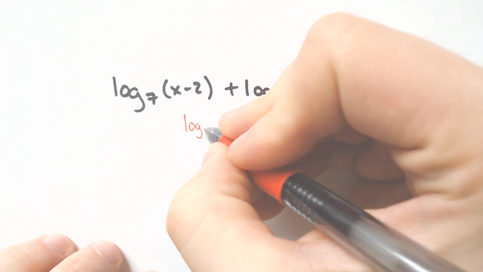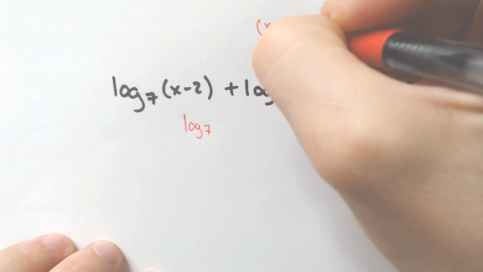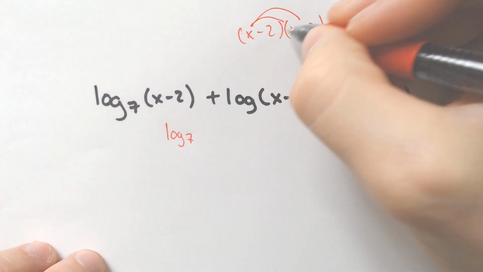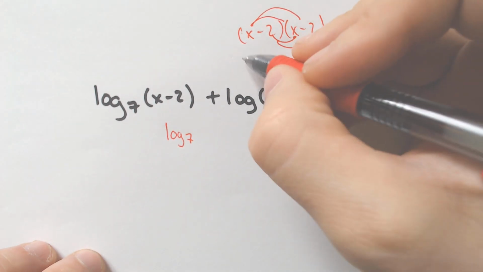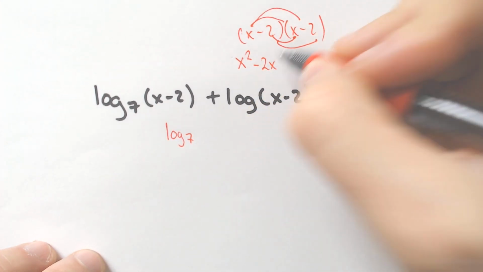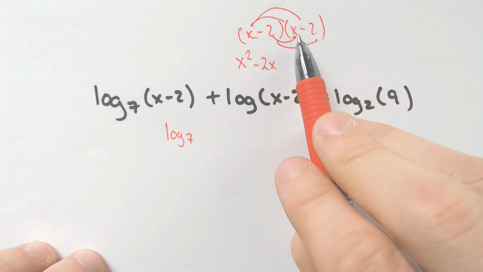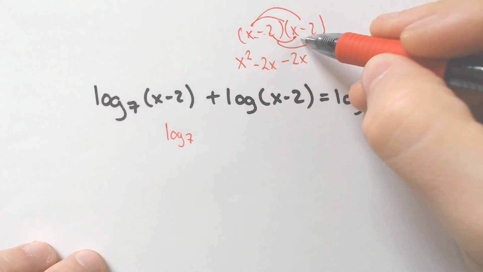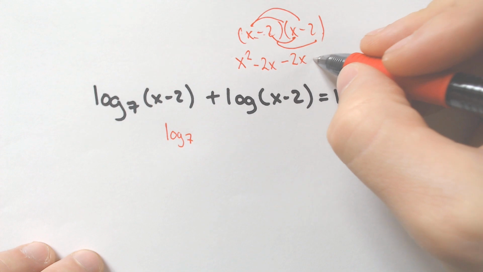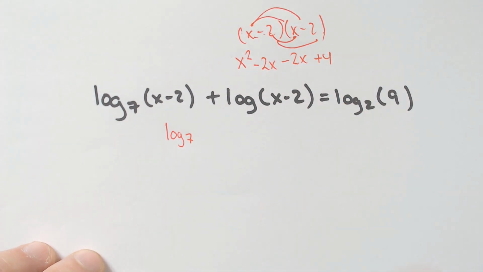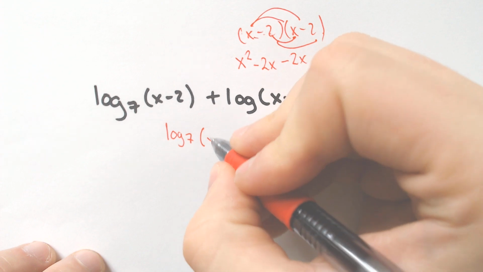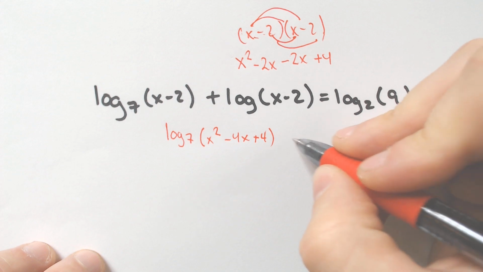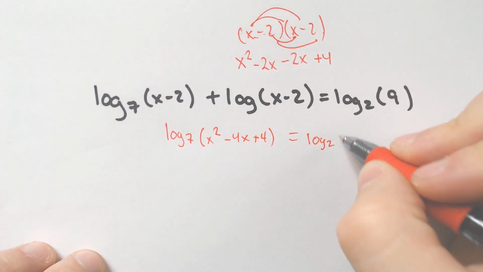So we're going to multiply the x minus 2 with another x minus 2, which in this case means we will have to FOIL this out, giving us x squared minus 2x from the x times both. And then negative 2x, and then negative 2 times x is negative 2x. Negative 2 times negative 2 is positive 4. Well, if we combine the 2x's, we end up with x squared minus 4x plus 4 equals log base 2 of 9.